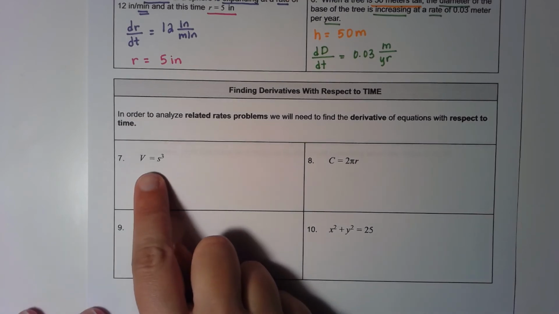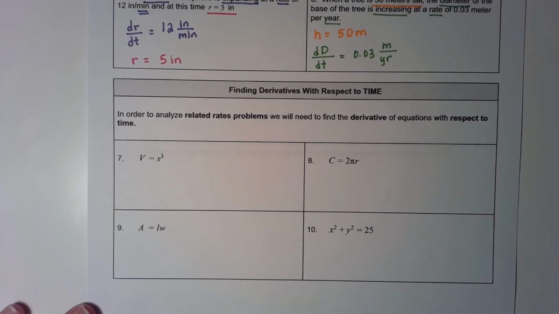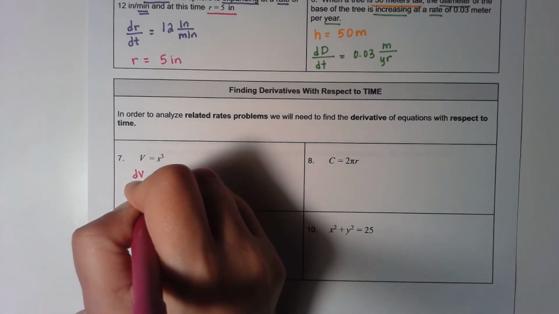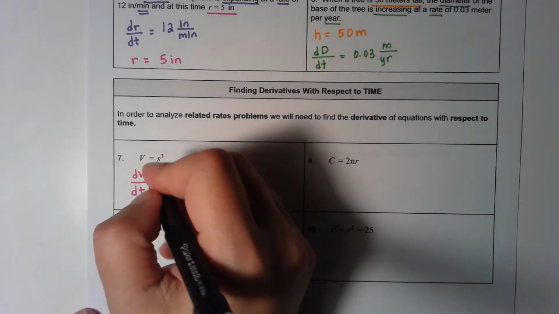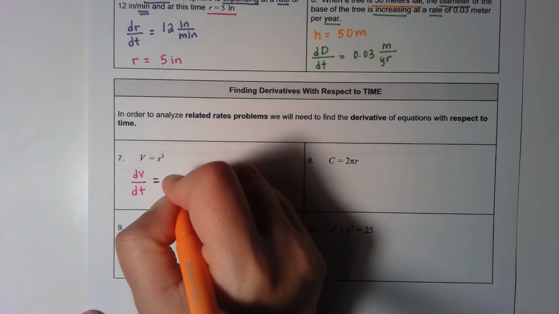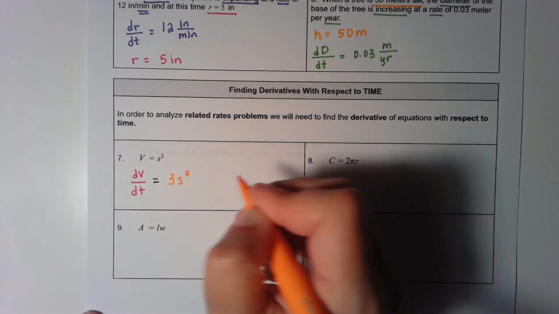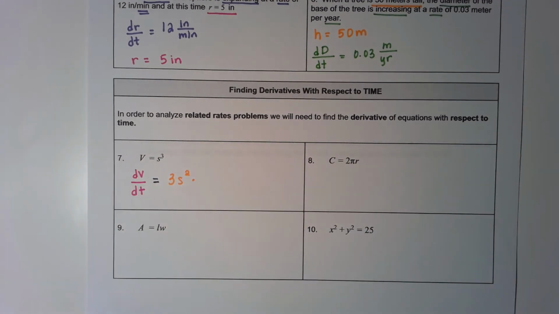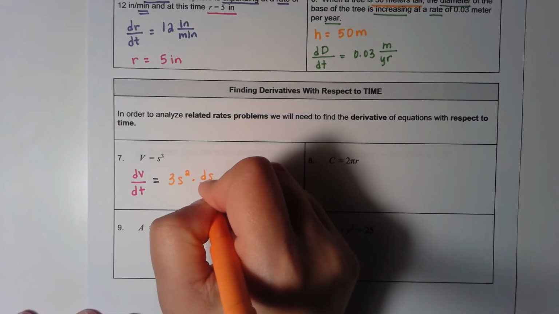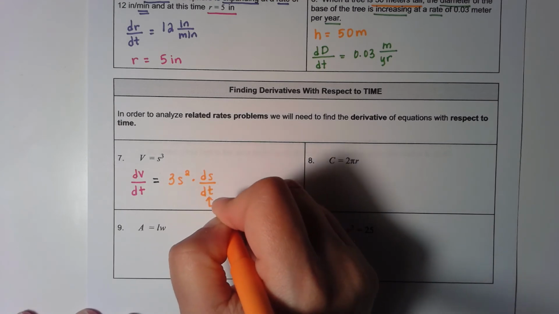So here's what we have to do. If I want to take the derivative of this with respect to time, I would start with the derivative of volume. So the derivative of volume with respect to time, I can show using the notation dv over dt is equal to, now s cubed, so I'm going to assume here that s is changing also with respect to time because that's how it's going to be in a related rates problem. The derivative of s cubed would be 3s squared. But then since s is also changing, I need to multiply by ds over dt. This right here is the chain rule.